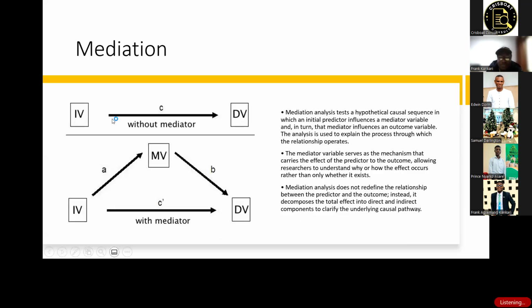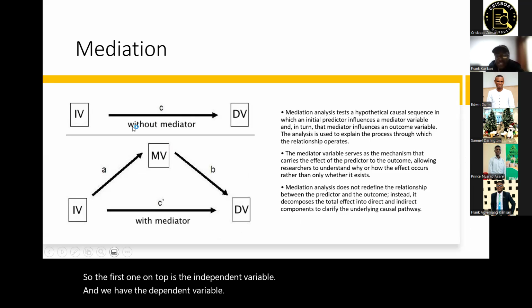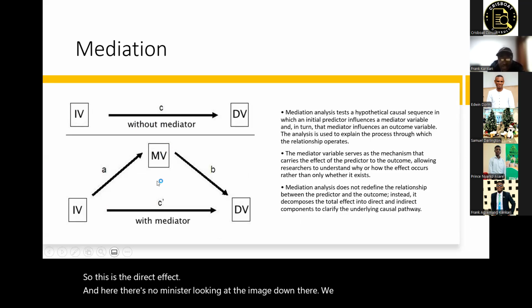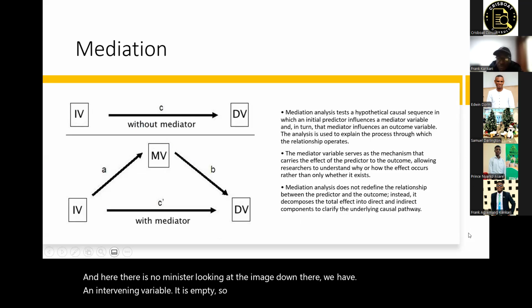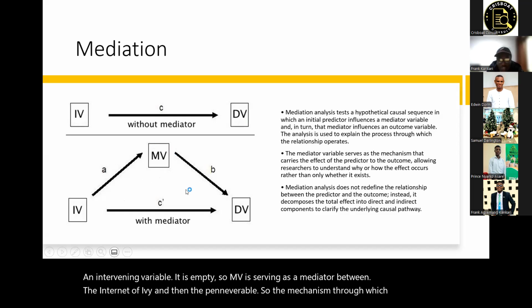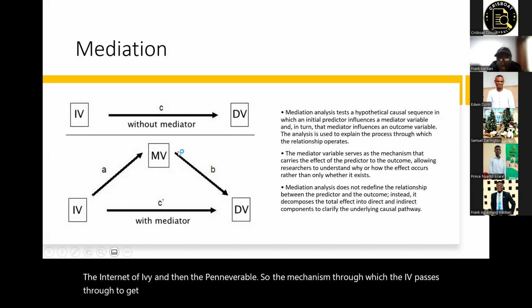So the first one on top is the independent variable, and we have the dependent variable. So this is the direct effect. And here there's no mediator. Looking at the image down there, we have an intervening variable, which is MV. So MV is serving as a mediator between the independent variable IV and the dependent variable. So the mechanism through which the IV passes to get to the DV is what we term as the mediating variable. Okay.